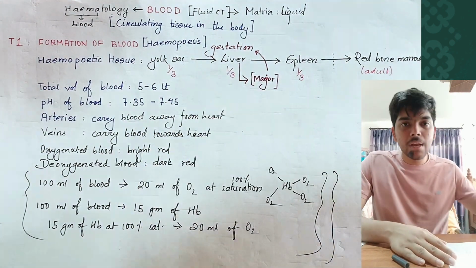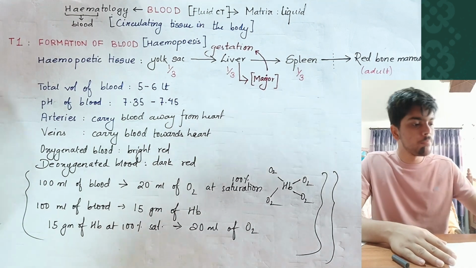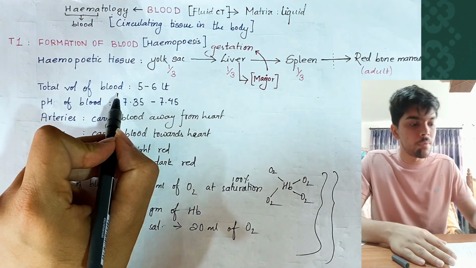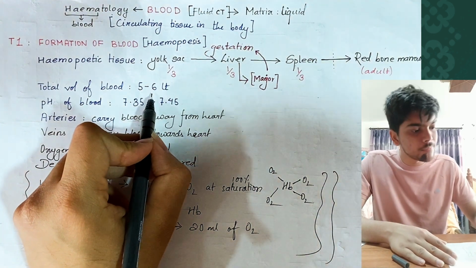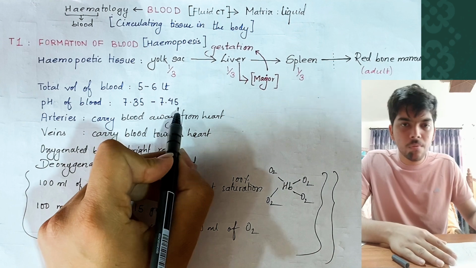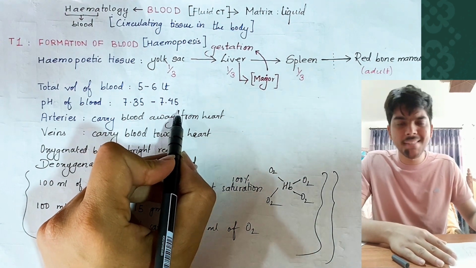Okay, now let's look at some of the basic features of blood. The total volume of blood found in the adult human body is 5 to 6 liters. The pH of blood is 7.35 to 7.45, so it's slightly basic.